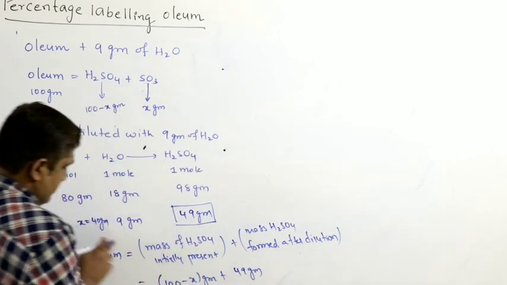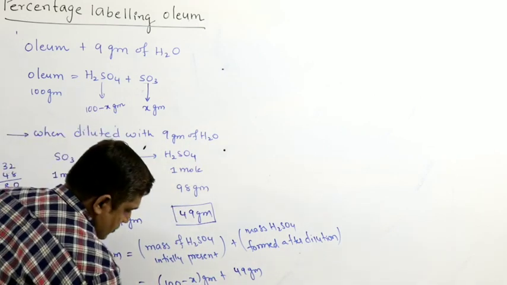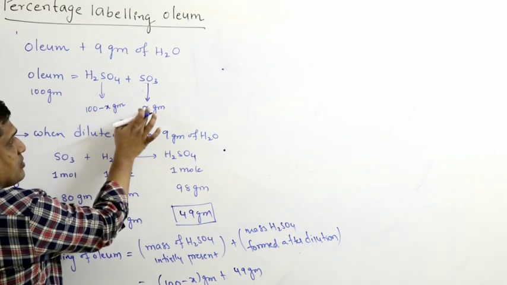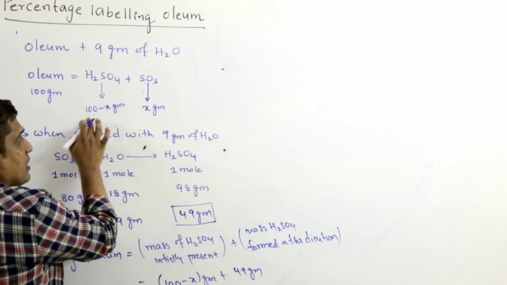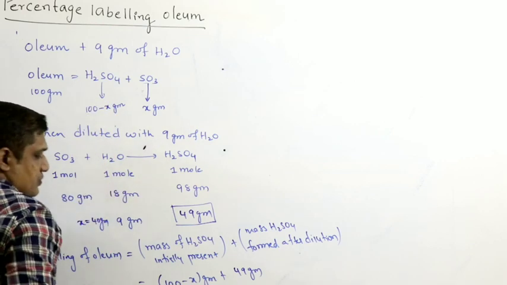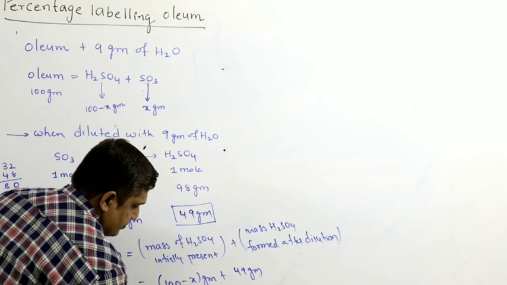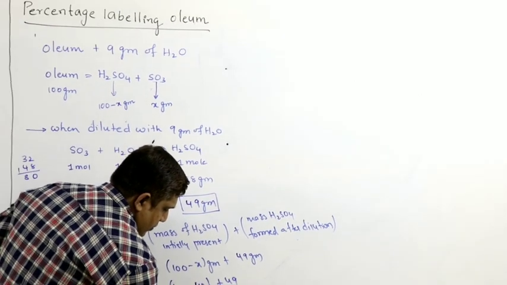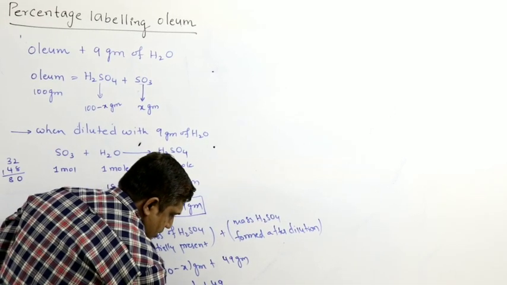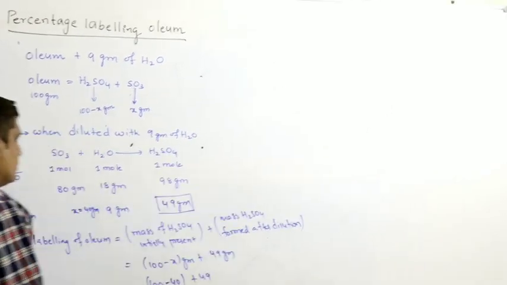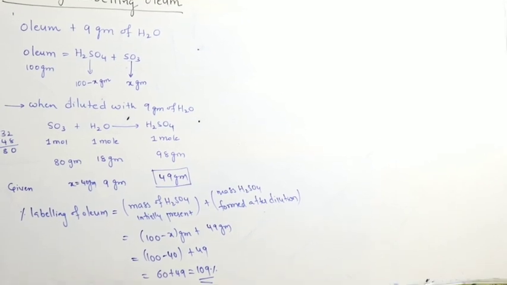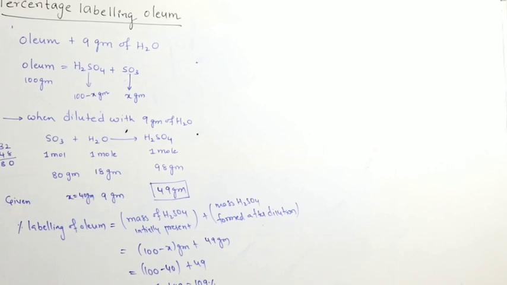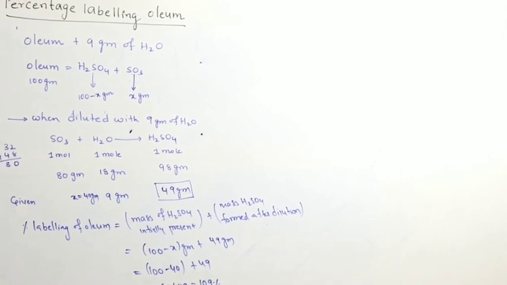Now what is X? X equals 40. That means out of this 100 grams, 40 grams of SO3 is present. 100 minus 40, that is 60 grams of H2SO4 is present. So 60 plus 49 is nothing but 109%. So this is the percentage labeling, 109% labeling of oleum. For 100 grams of oleum we are adding 9 grams of water.